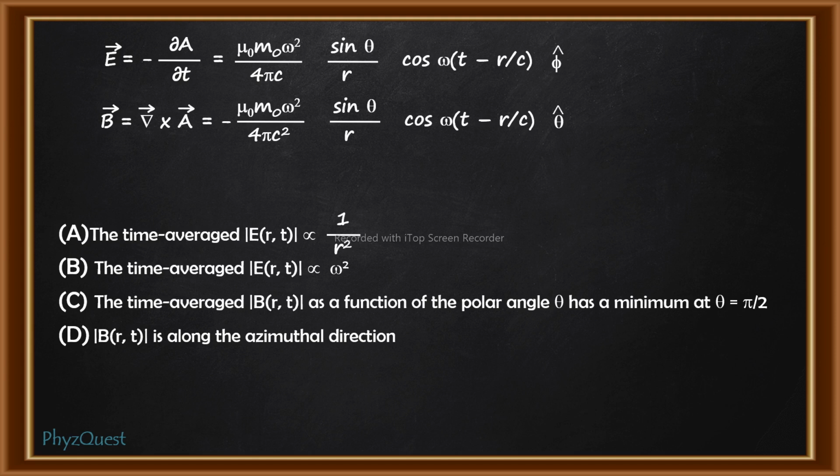And the last option says the magnetic field is along the azimuthal direction. But we can see that in the expression of B the direction is theta cap, which is actually the polar direction. The azimuthal direction is phi cap. So this option is also not correct. Out of all the four options, the correct option is option B.